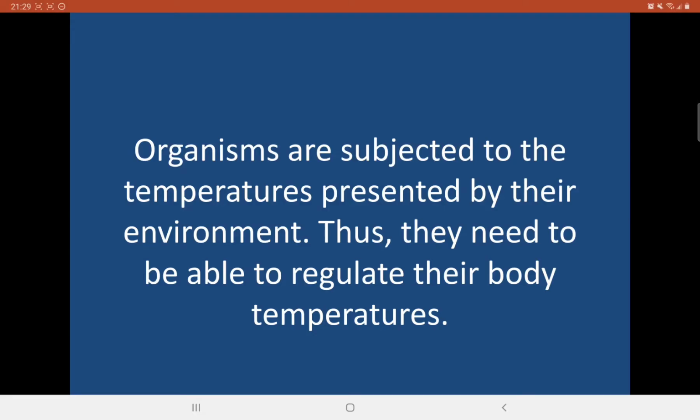Right, so organisms are subjected to the temperatures presented by their environment. Thus, they need to be able to regulate their body temperatures. You're already familiar with warm and cold-blooded organisms. However, it's not just animals that regulate body temperatures. Plants do it too, and we'll discuss this later on.